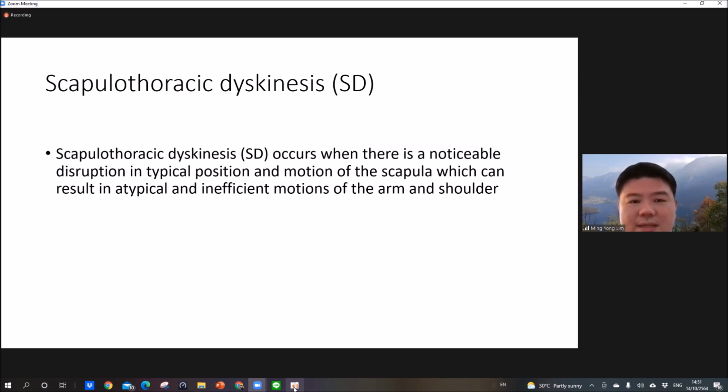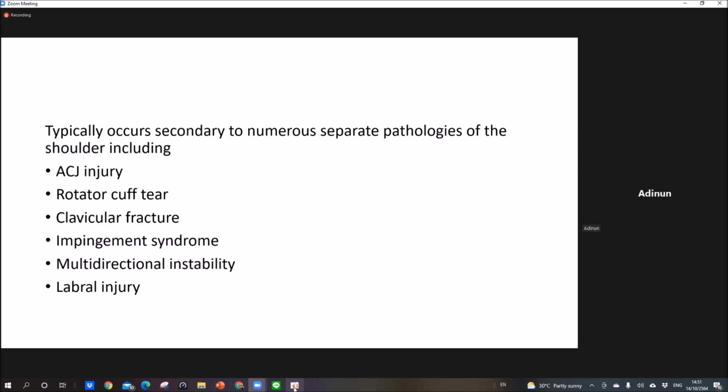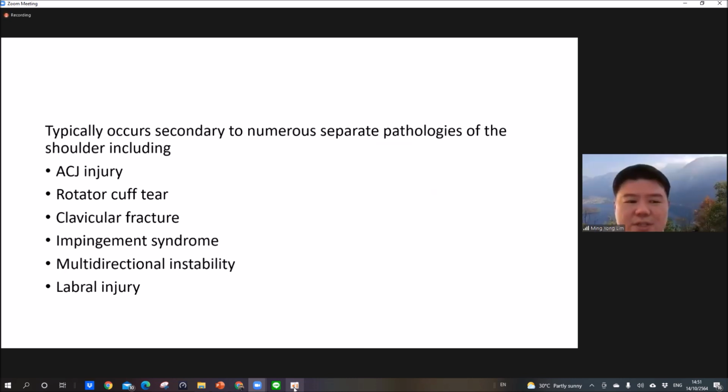So what is scapulothoracic dyskinesis? It occurs when there's a noticeable disruption in the typical, normal position and motion of the scapula, which can result in atypical and inefficient motion of the arm and shoulder. It can occur secondary to pathologies around the shoulder, or vice versa, meaning the situation can occur interchangeably. These injuries can cause scapulothoracic injury, or the scapulothoracic injury can in turn cause these injuries as well.